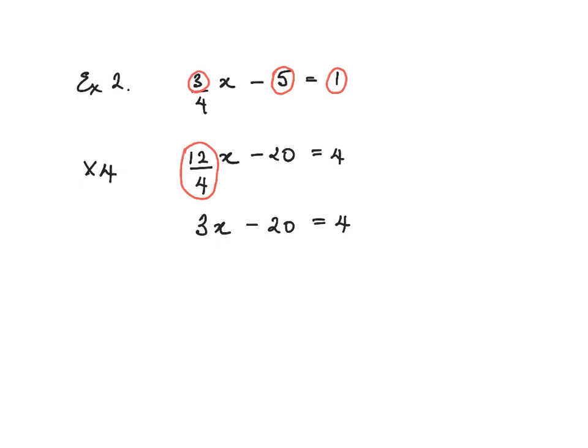Next step, we want to get the x term on its own, so we're going to leave this 3x here and add 20 to both sides. So 3x equals 24. Finally, divide by 3, and x is 24 over 3. Remember, the dividing 3 goes on the bottom on the right hand side. Then x equals 8.